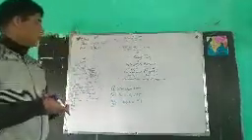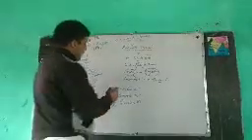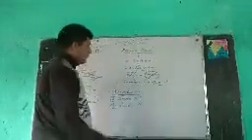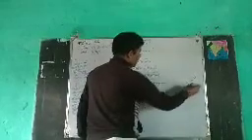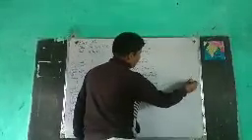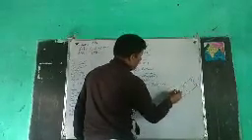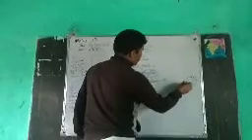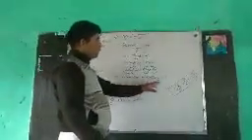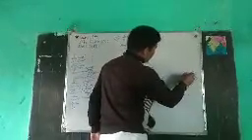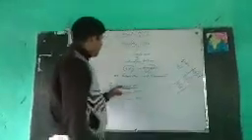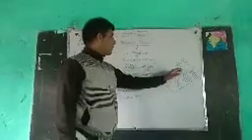First of all, let us learn about the striated muscles. Striated muscles, as the name suggests, have stripes. When we observe this muscle under the microscope, we see this type of structure. We see these light bands and dark bands. So this indicates the striated muscle.